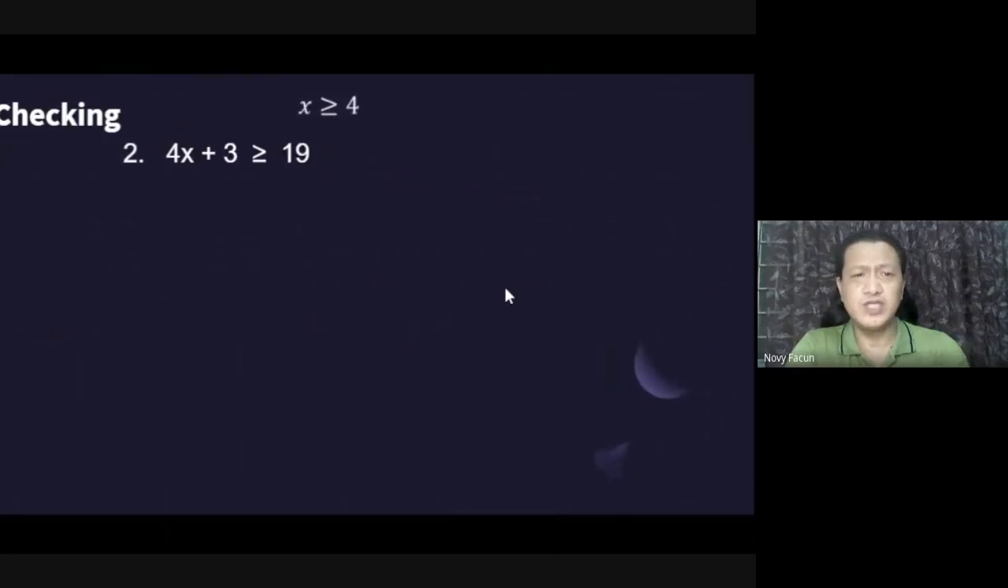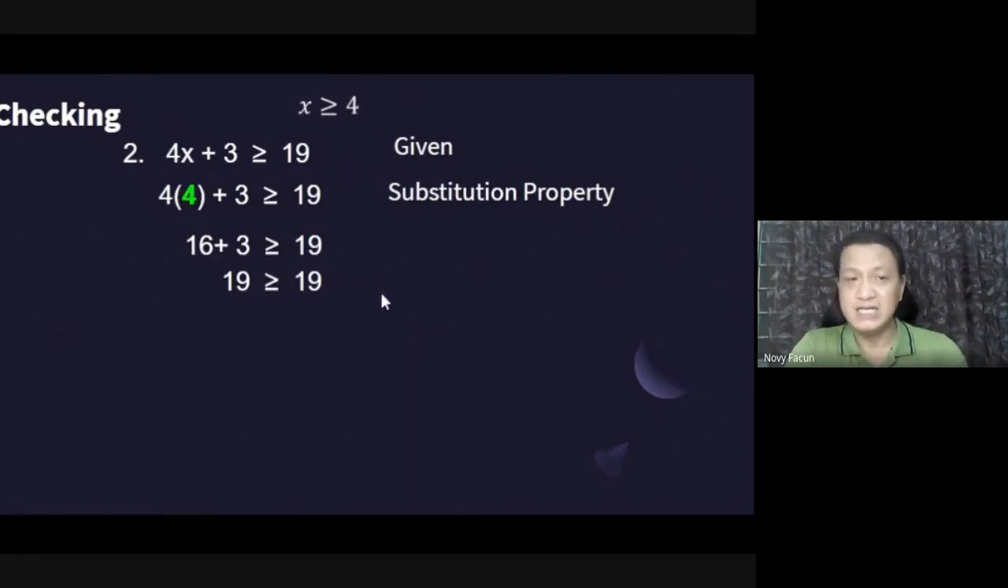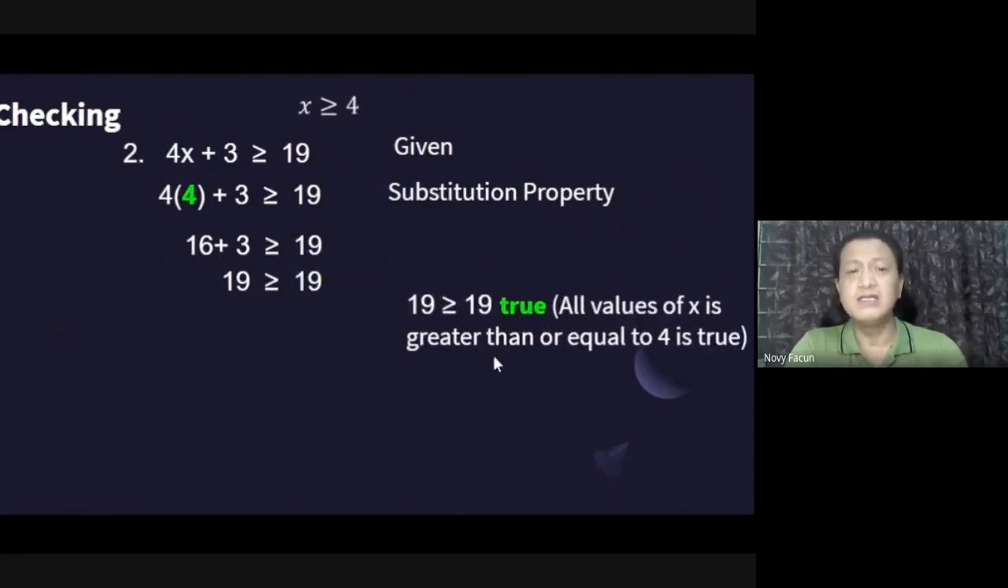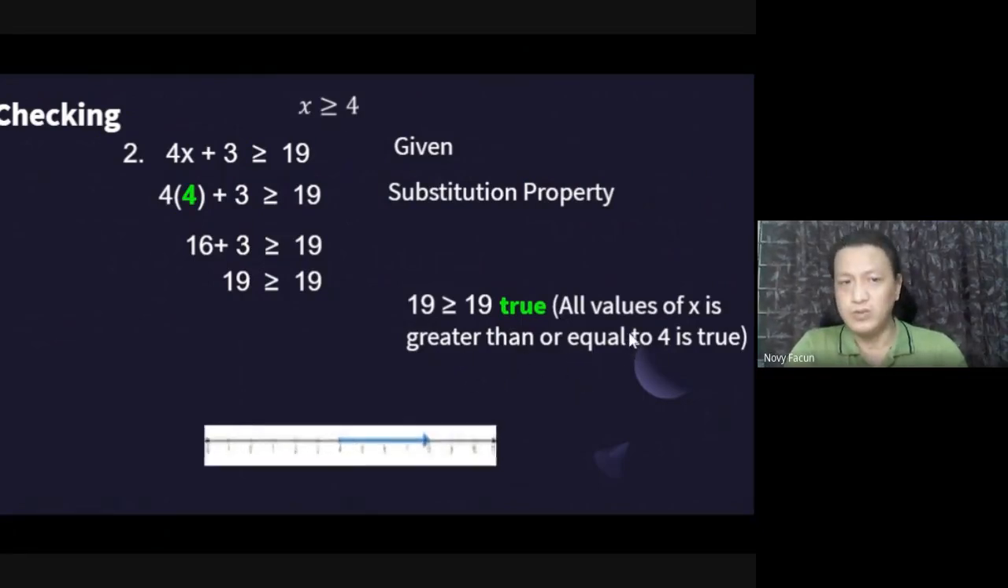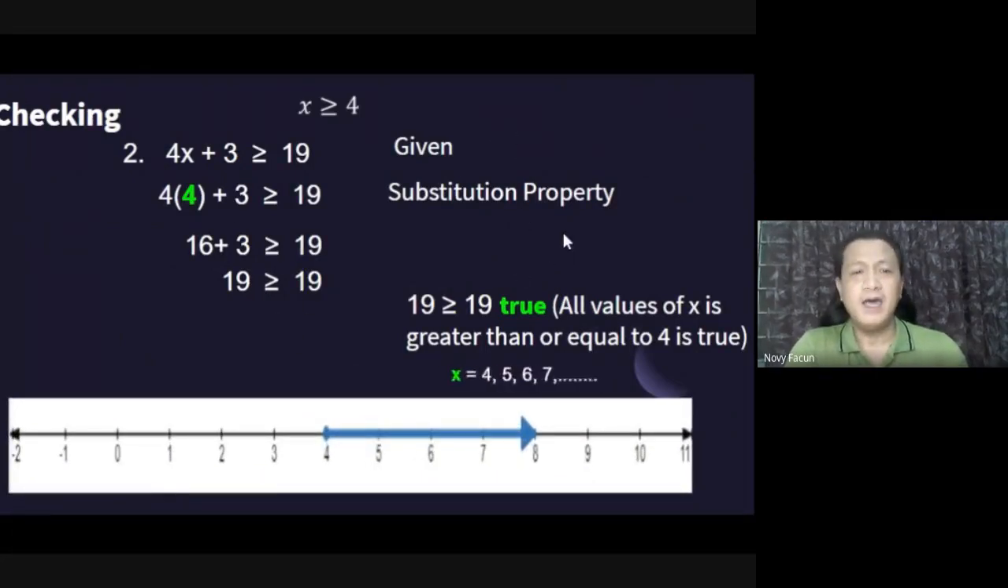And if you're going to check, pili ka lang ng isang value mo doon sa solution natin. Let's say 4, kasi included kasama yung 4 doon. So you have to substitute. That is 4 times 4, that is 16 plus 3, that is now equal to 19. So that is true because all values of x greater than or equal to 4 is true. Kaya nakita natin na nag-satisfy niya yung ating solution. And that is 4, 5, 6, 7, and so on and so forth. Increasing yung values natin. Infinite siya.